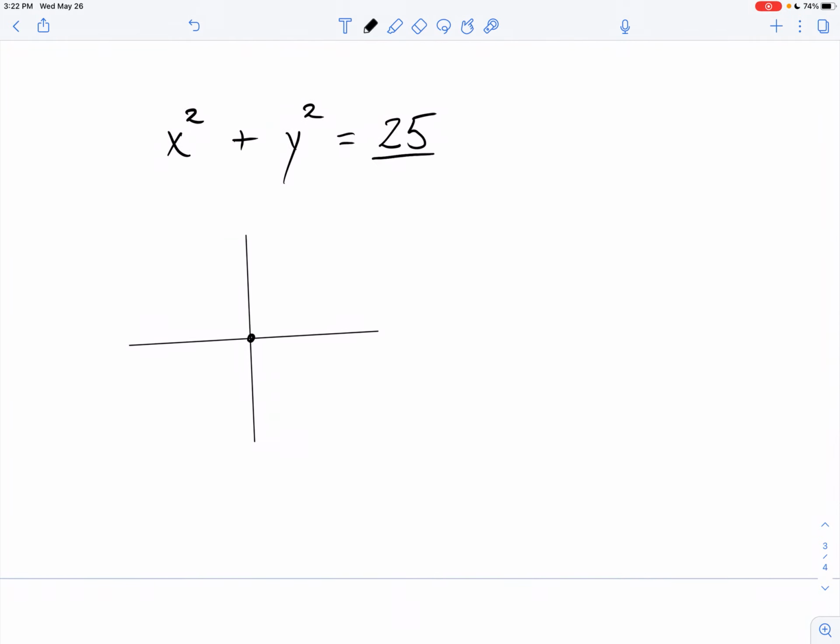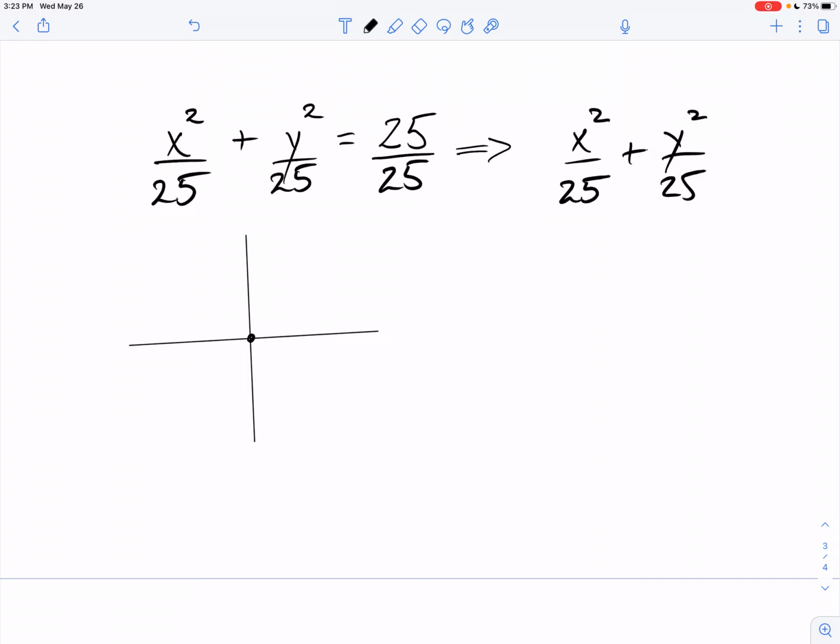I could divide everything by 25. And if I divided everything by 25, that implies that I'm going to have something that looks like this: x squared over 25 plus y squared over 25 equals 1. Now, here's the deal with ellipses. This number underneath x represents the x motion I'm going to take. This number underneath y represents the y motion I'm going to take.